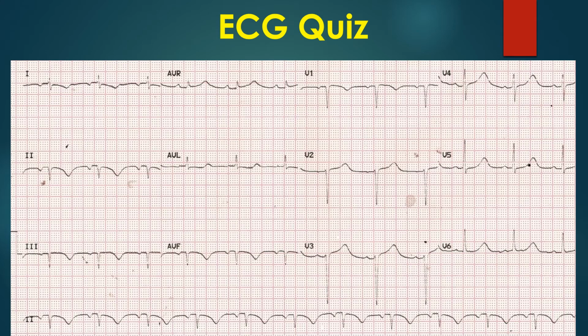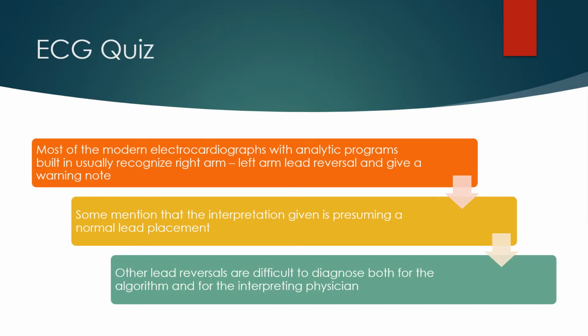Returning to the current ECG, the technical error will not explain the prolongation of QT interval, for which usual causes will have to be sought and found. Most of the modern electrocardiographs with analytic programs built in usually recognize right arm left arm lead reversal and give a warning note. Some mention that their interpretation given is presuming a normal lead placement. Other lead reversals are difficult to diagnose both for the algorithm and for the interpreting physician.